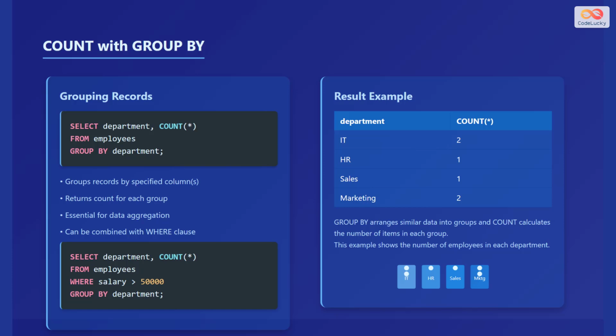The query, SELECT department, COUNT(*) FROM employees WHERE salary > 50,000 GROUP BY department, will return the number of employees with a salary greater than 50,000 in each department. GROUP BY is very useful for data aggregation, allowing you to summarize data based on different categories.